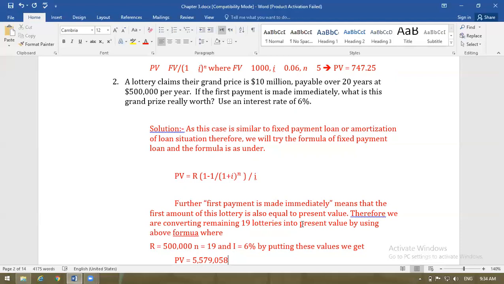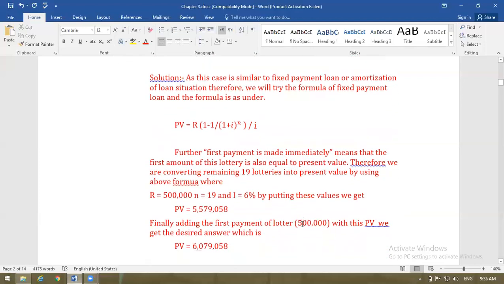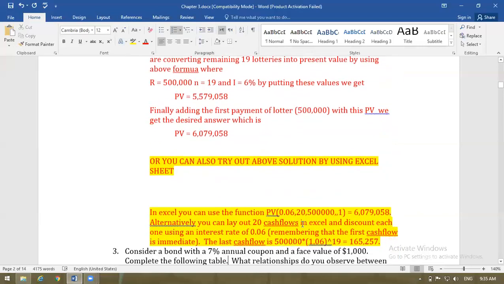So this is the worth of the 19 years' installments. The question is to find out the worth of all 20 years, the 10 million. So I will add 5 lakh to it. The worth will be 6079058. Next question.